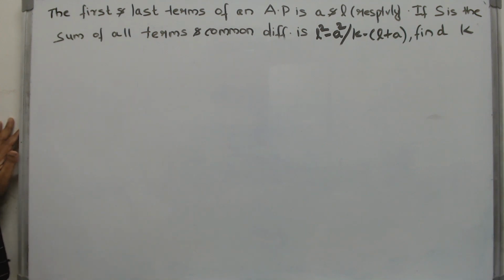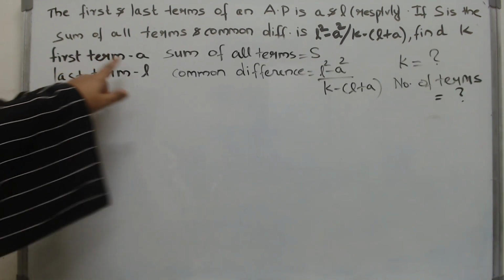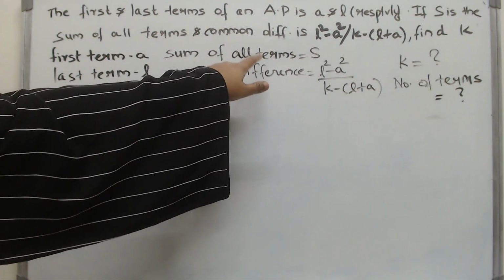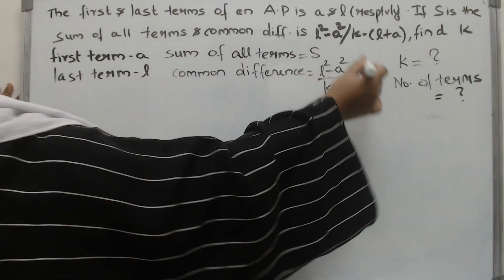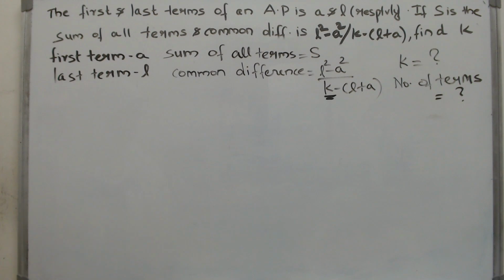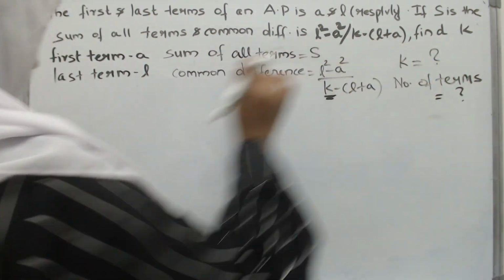Here we have a question based on arithmetic progression. What is the information given? First term a, last term l, sum of all terms is S, and the common difference is given by such an expression where you see this k here, that unknown quantity. You have to find what the value of k is.